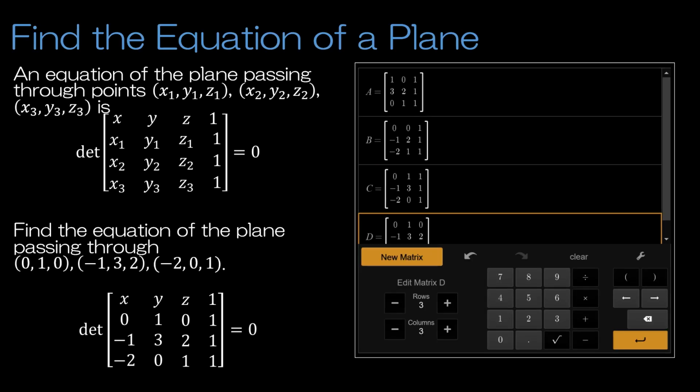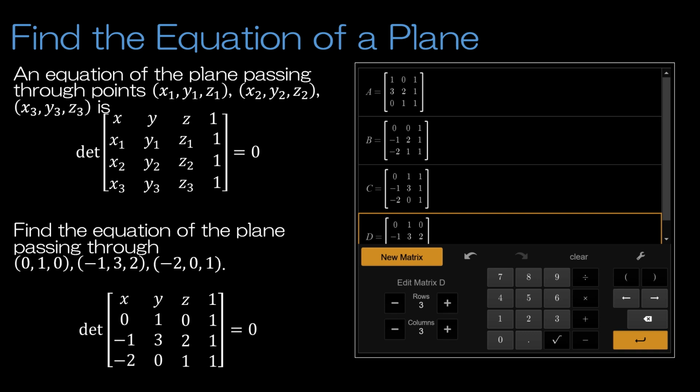We can repeat a similar process to find the equation of a plane. An equation of a plane is going to give us 3 points, and we're going to use the same strategy. The first row will be x, y, z because we now have 3 points in 3 dimensions. The final column will be all ones, and the remaining part of the matrix will be the 3 ordered triples. Now, as you can see, we're going to find the equation of the plane passing through these points.